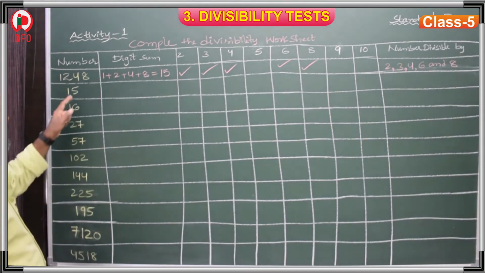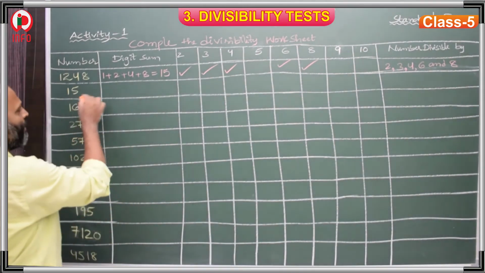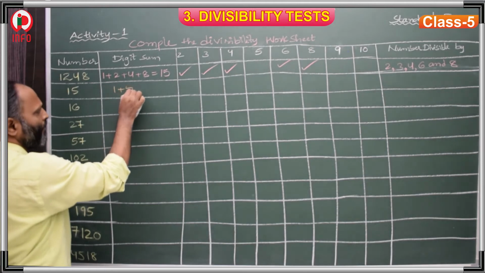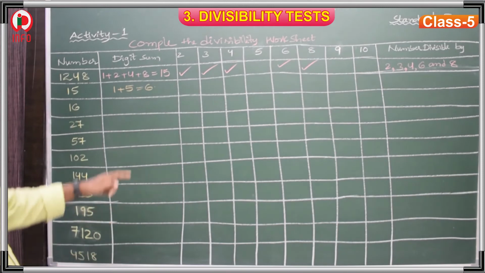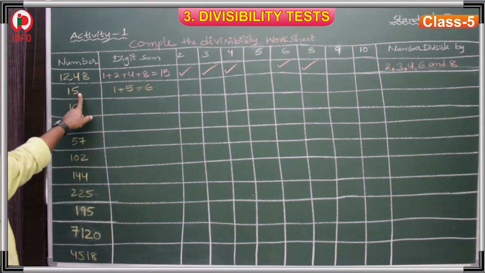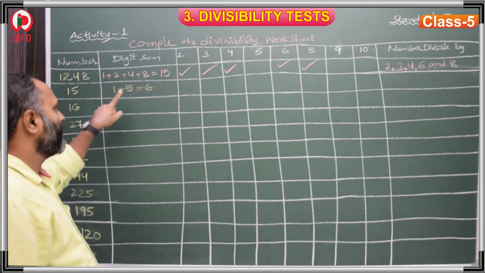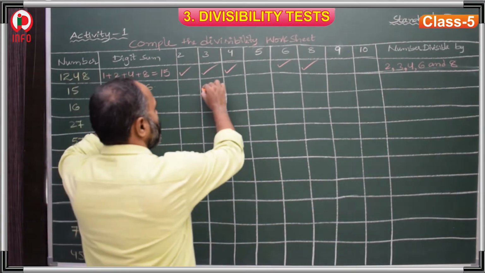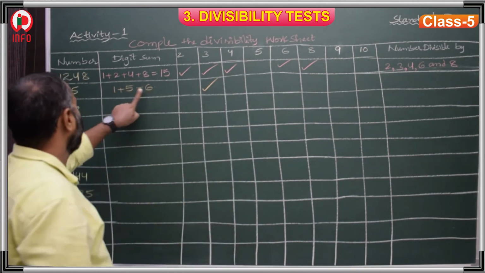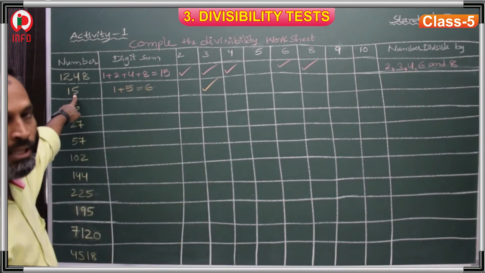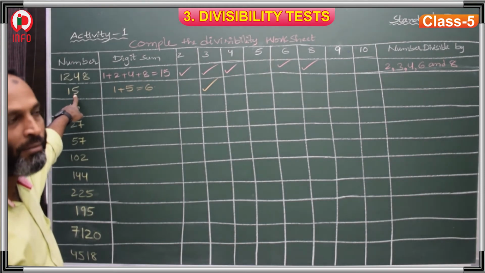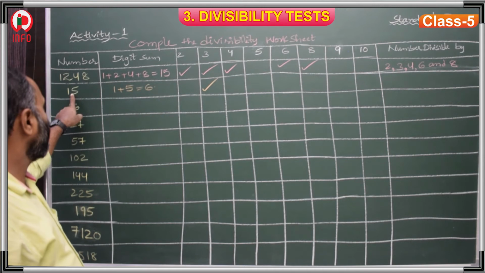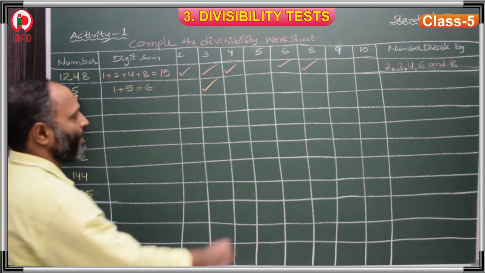Then in the second question, 1 plus 5 is equal to 6. Then 2: it is not divisible by 2. Why? Because this is an odd number. In the 3 table, 6 will come, so it is divisible by 3. For 4, the last 2 digits: here 15 is there, and 15 is not in the 4 table, so it is not divisible by 4. In 5, the last digit is 5, so it is divisible by 5.